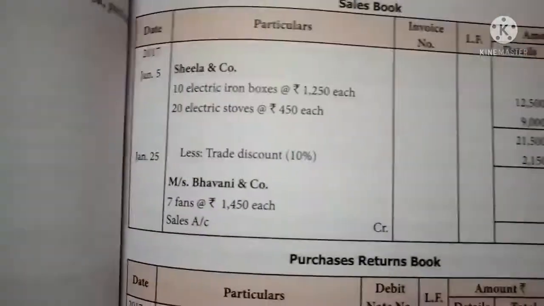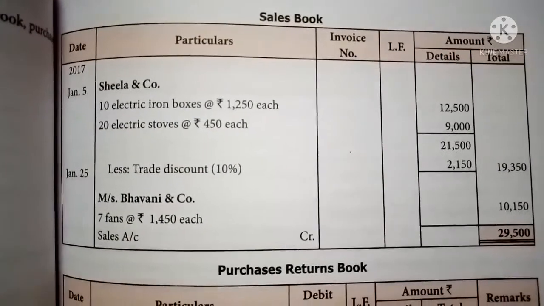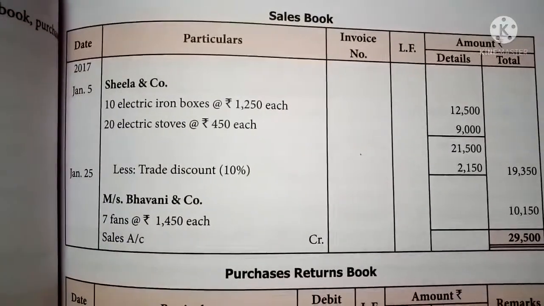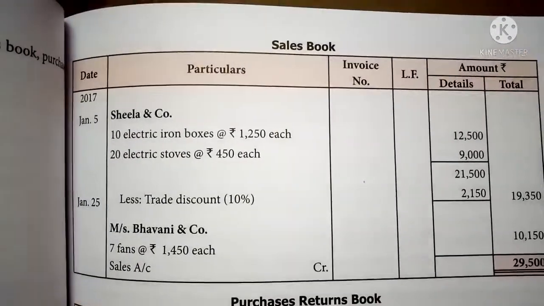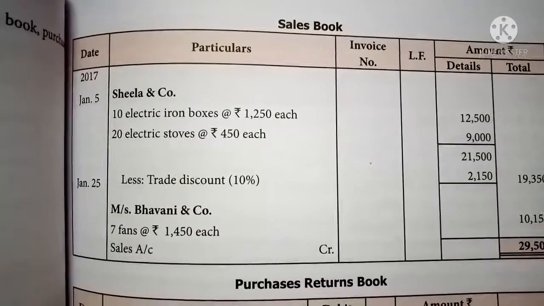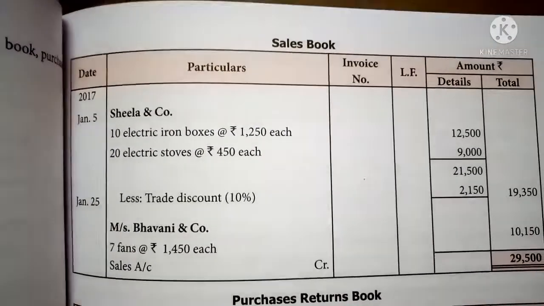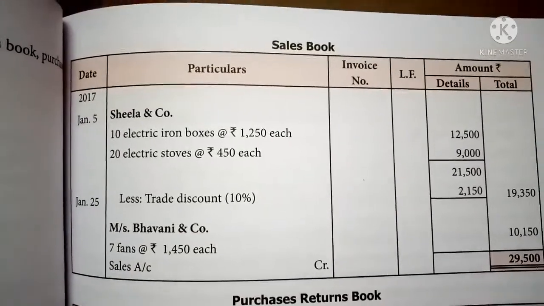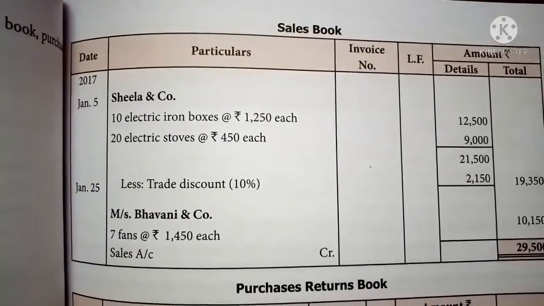And then the sales book. From the given problem, take all the credit sales of goods. Only 2 transactions are credit sales of goods. January 5, Sheila & Co. 10 electric iron boxes, 1,250 each, so 12,500. 20 electric stoves, 450 each, so 9,000. The total amount is 21,500.